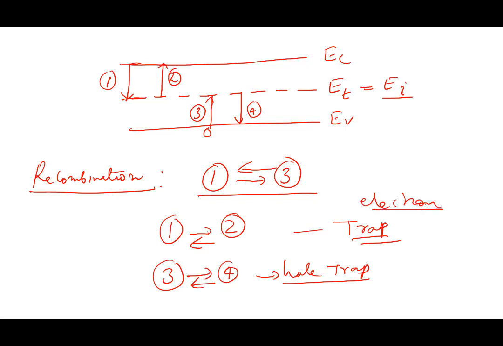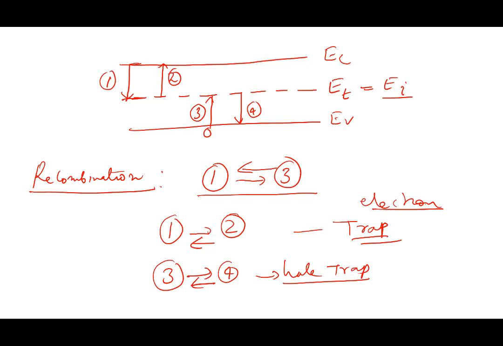So you can see that what may happen is, if you introduce a defect level, it may act as an electron trap, where 3 and 4 are very weak. Or you introduce a defect level where 3 and 4 are strong, and 1 and 2 are very weak events, and so it acts as a hole trap. So what we are looking for is a defect level for which 1 is strong, 3 is strong, and predominantly it acts as a recombination center.